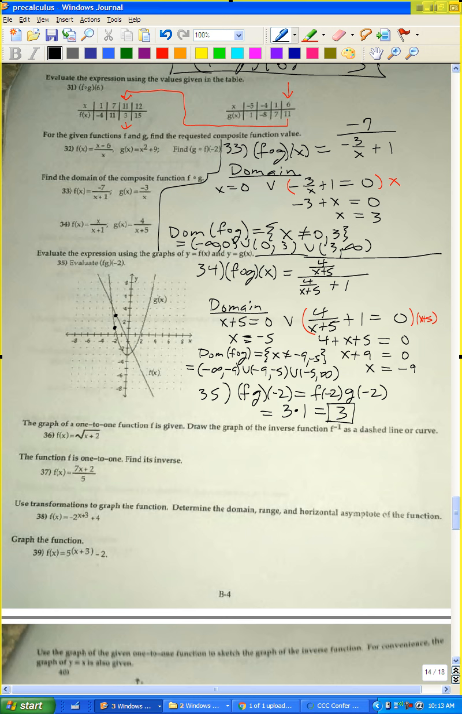Okay? I just looked here on the graph, and I saw that when x is negative 2, f is 3. When x is negative 2, g is 1. And just multiply those two numbers together. 3 times 1 is 3. Okay?